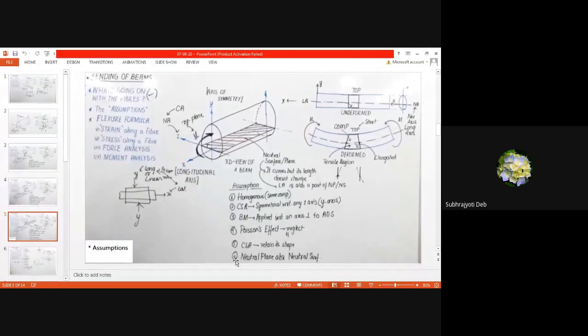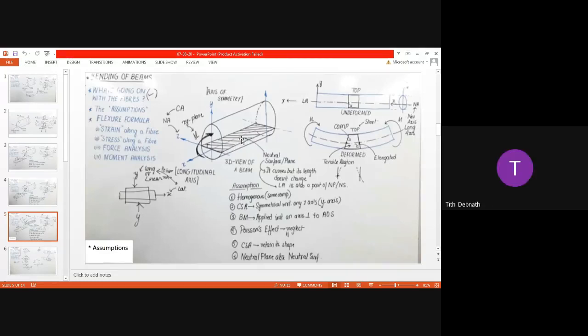And number 6 is the neutral plane, also known as the neutral surface. So what is the neutral surface? See, this is the neutral axis, that is z. This is shortly written as NA, which is neutral axis. And it is in the xy plane. Can you see the pointer? It is visible, right?